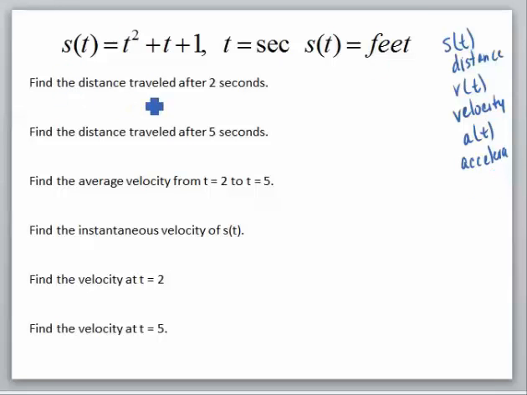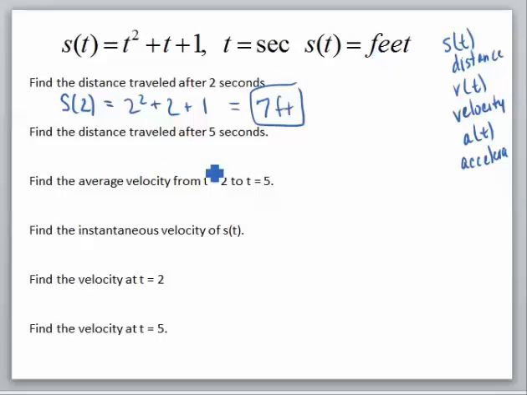This one says find the distance traveled after 2 seconds. That's just simply saying to find s of 2. So the distance would be 2 squared plus 2 plus 1. So the distance would be 4 plus 2 plus 1, which is 7. Or we can put a label on that, 7 feet, because it says s of t is in feet.